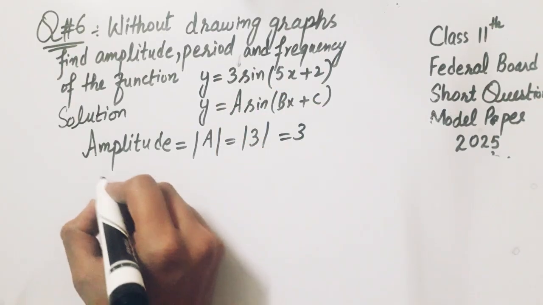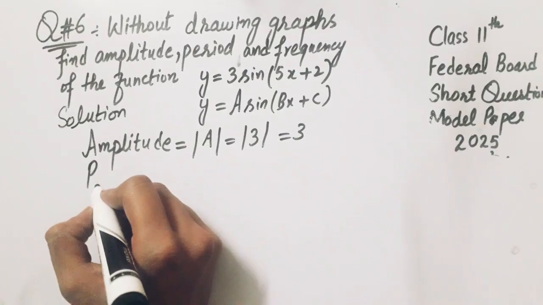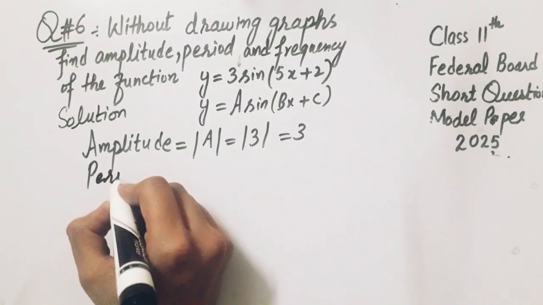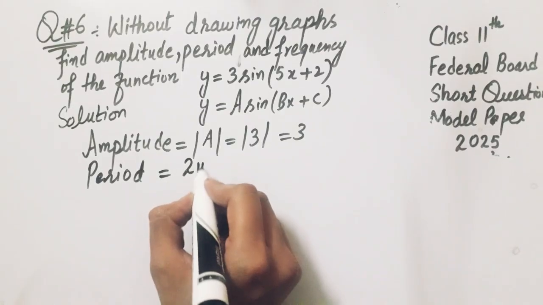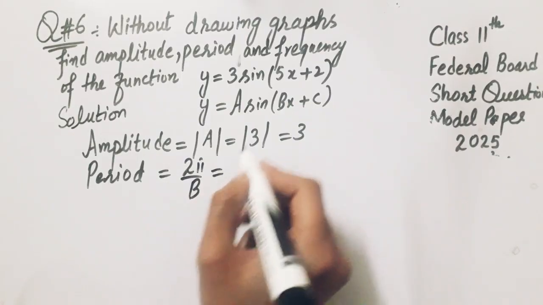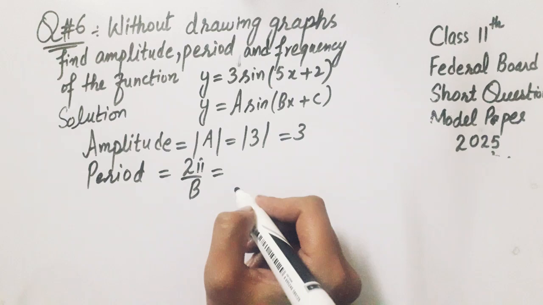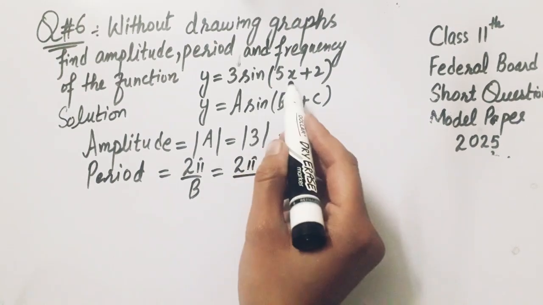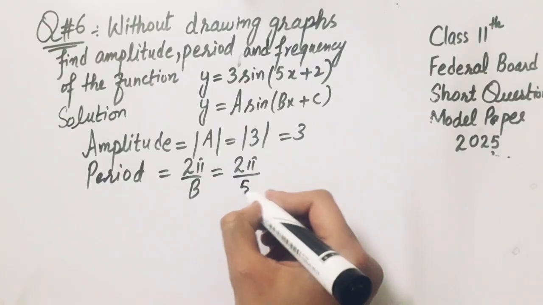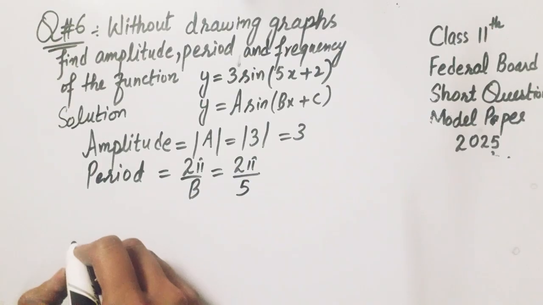Now we will find the period. So the formula of period is 2 pi by b. So we have 2 pi and the value of b is 5. So the period will be equal to 2 pi by 5.